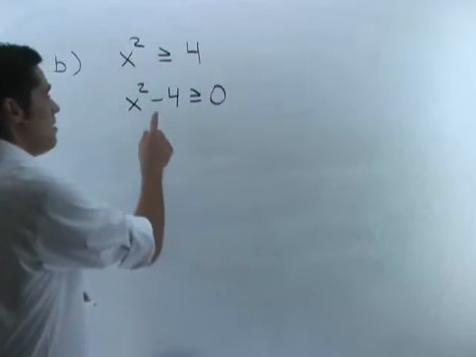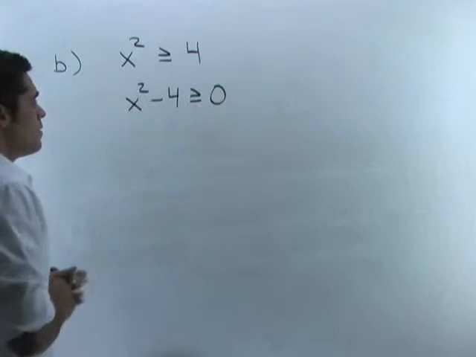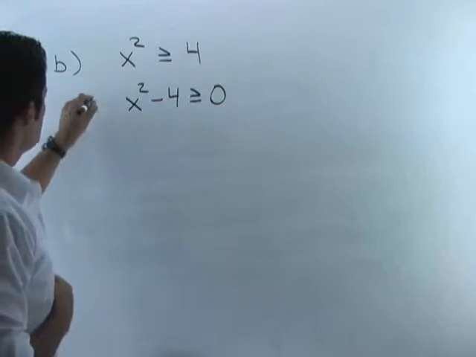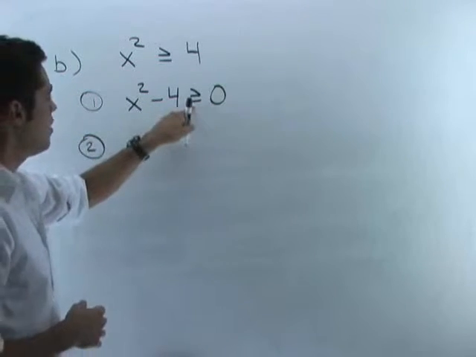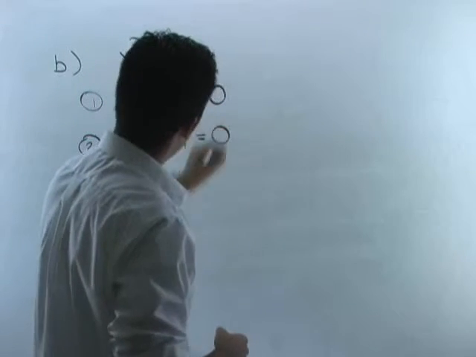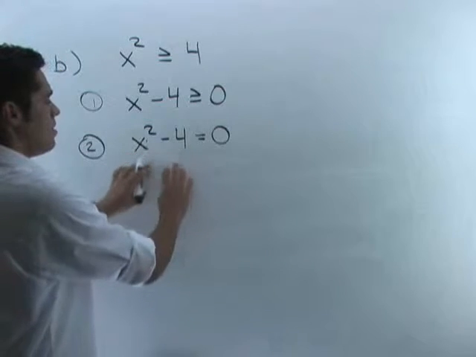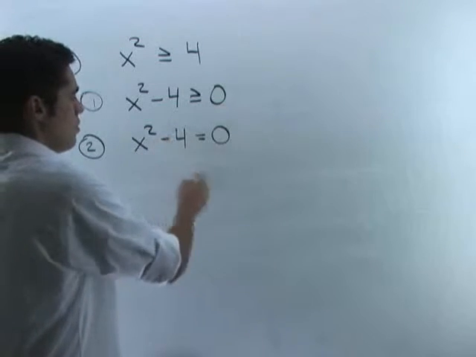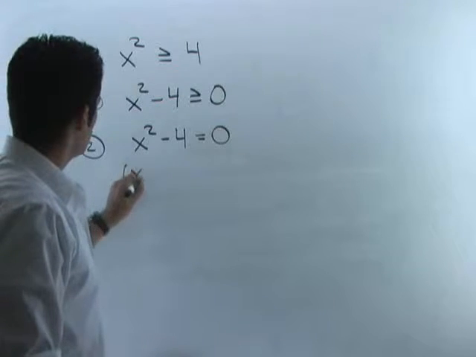Now notice that it is not linear. That means the power on x is greater than 1. Therefore, we have to go through all of the steps. So this was step 1, isolating. Step 2, we replace the inequality sign with an equal sign. Now we solve this equation. Now you have two choices here. You can factor this as a difference of 2 squares, or you can move the 4 over and take the square root on both sides. I'm going to factor the left.